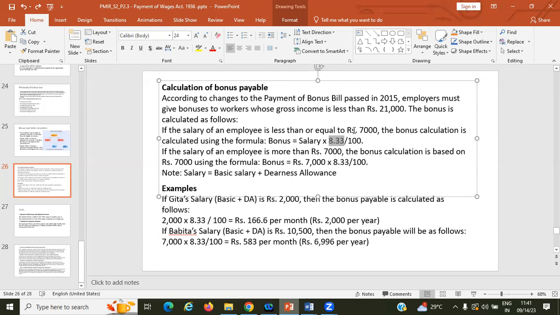You remember these two figures, 21,000 and 7,000, and this percentage, 8.33. That is the percentage given globally as per the act. So whenever you are calculating the bonus, you have to calculate based on that percentage and whatever their basic and DA is. That is the salary.